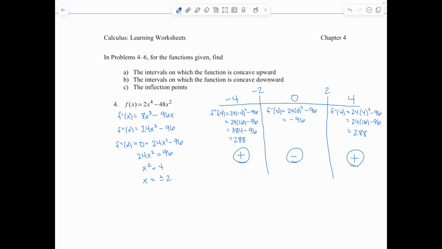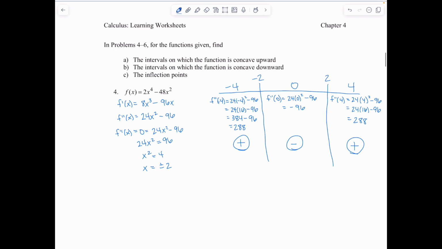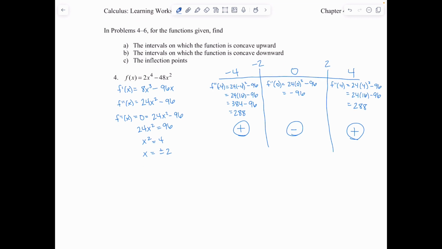Okay, so now let's answer some questions. The interval on which the function is concave up. Okay, so where is it positive? It's positive from negative infinity up to -2, and then again it's positive from +2 all the way through to positive infinity.